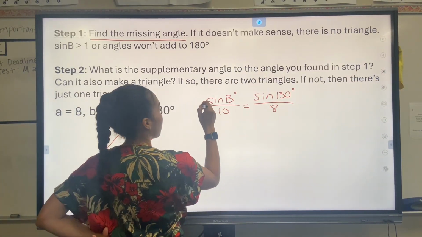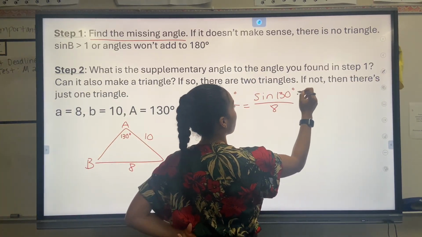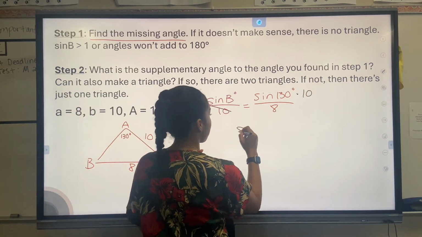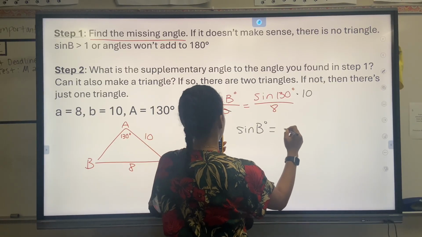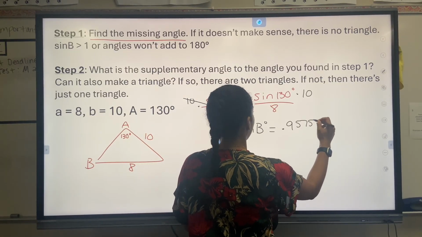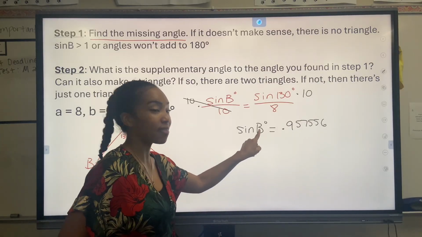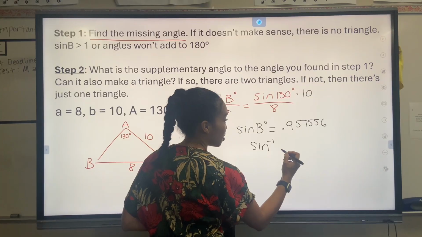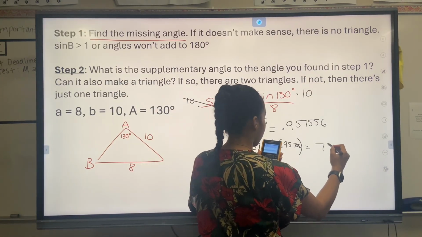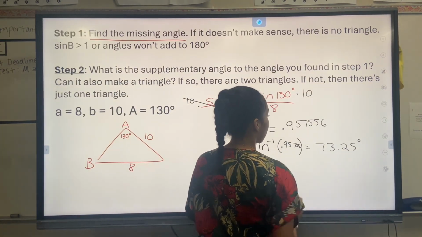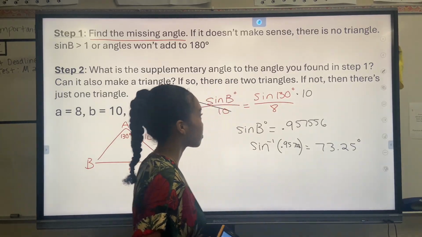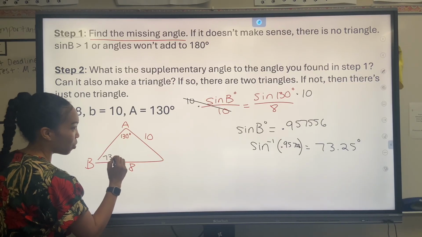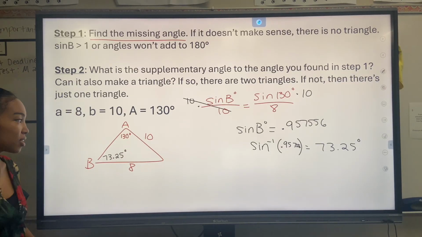So I'm gonna multiply by 10 on both sides. I got 0.95. So sine of angle B is 0.95756. Okay, so if you want to get the angle and not sine of the angle, you need to do the inverse. So sine inverse, and you get 73.25 degrees. I rounded to the hundredths place. All right, so that means angle B is 73.25 degrees.